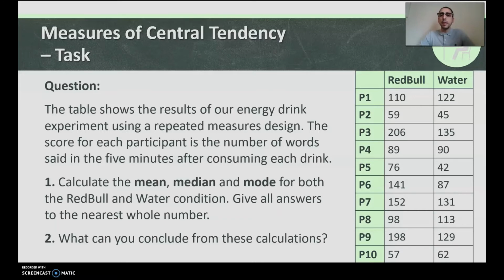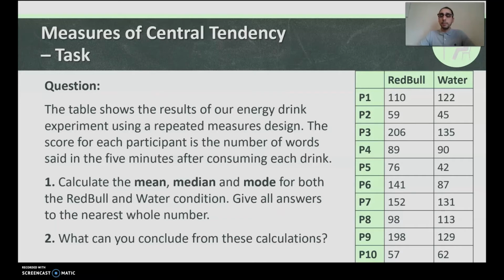Calculate the mean, the median, and mode for both the Red Bull and the water condition. Give all answers to the nearest whole number. So you should have 6 values there: the mean for Red Bull, the median for Red Bull, and the mode for Red Bull, and then the mean for water, the median for water, and the mode for water.